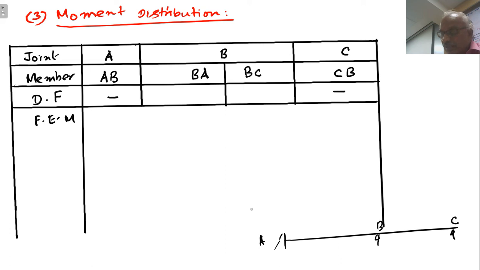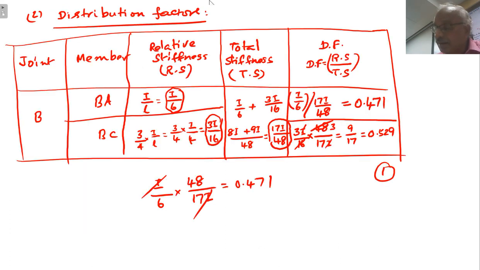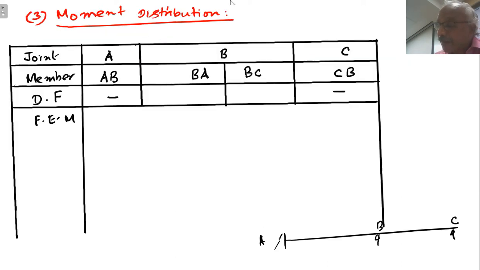Right. Now coming to BA, the distribution factor is 0.471, and for BC it is 0.529. Therefore, you have to write these values here: 0.471 for BA, and the other value is 0.529.